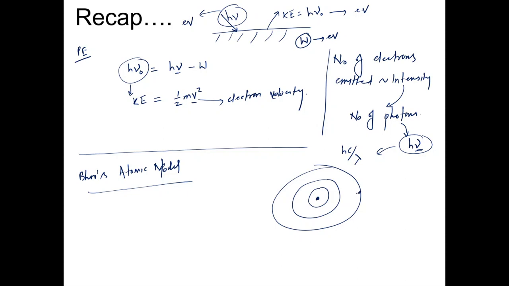moves from the higher orbital to the lower orbital, and if this orbital has energy Em and this is En, then due to this transition you will have a photon emission with energy h nu, and the relation will be that Em minus En equals h nu. The similar will happen if you give an energy h nu to an electron which is in an inner orbital, this can move to an outer orbital with higher energy.